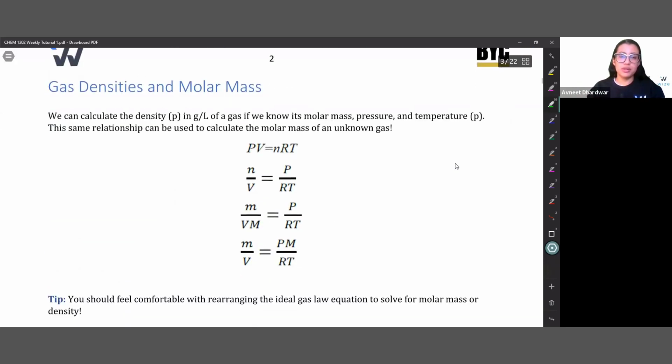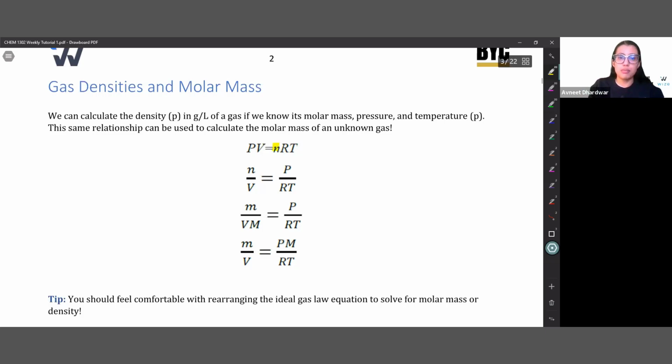Okay, so let's keep going. Let's see what other types of problems we might expect to see on the midterm. So the other thing we have to learn is how we can rearrange that ideal gas law equation to solve for other things. Two common other variables that you might be asked to solve for are density and molar mass. So we're going to talk about how you can rearrange this equation to solve for both of those.